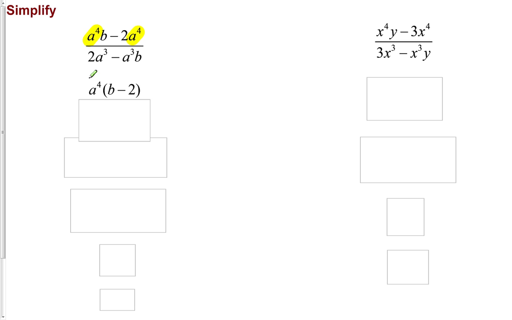Same idea in the denominator. Do I have any common terms? I see an a to the 3rd here, a to the 3rd over here, and then I have a 2 and a b, so nothing in common there. So same idea, I'm going to pull my a to the 3rd out front, and I'm going to have a 2 minus b. Just for consistency, I'm going to go ahead and highlight these so you see where these came from.